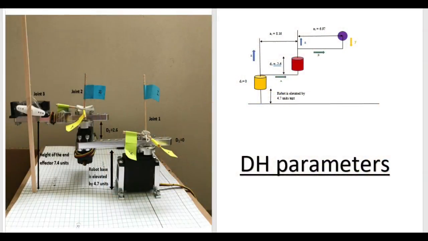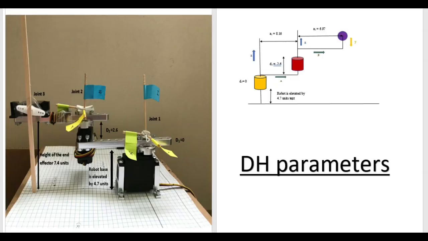Now we will cover the DH parameters. As shown in the image, our robot is elevated by 4.7 units. We have coordinates 0 and 1 at rotation point 1, hence d equals 0. We have taken the common normal between joint 1 and joint 2, resulting in A1 as 8.16.